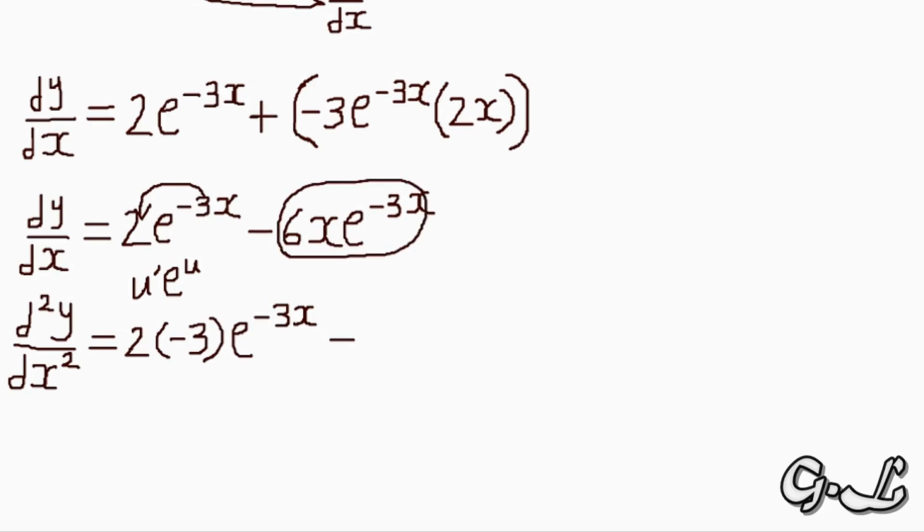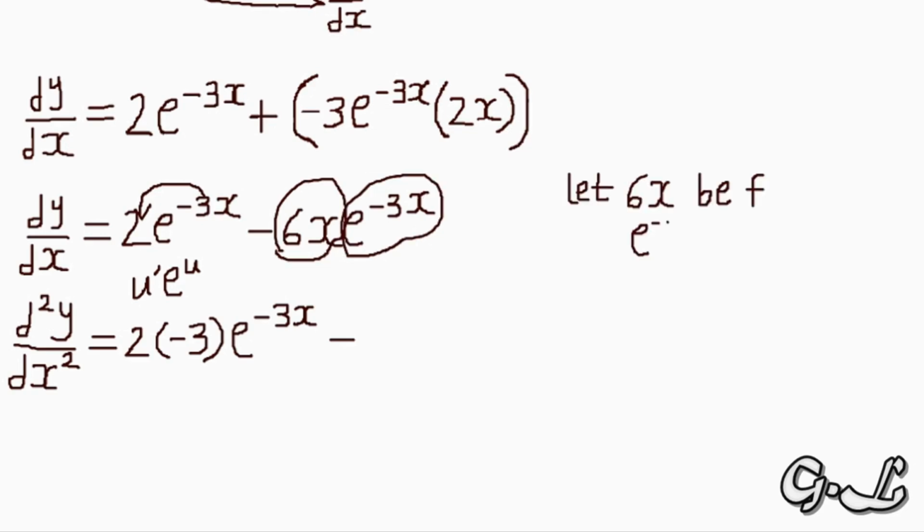And then again, when you consider that one, what are you supposed to do? You have to check, and you're going to see that that is the product rule. So what you're supposed to do is follow the product rule to simplify that one. Just as we did earlier, we're going to let 6x be f and e to the negative 3x be g.